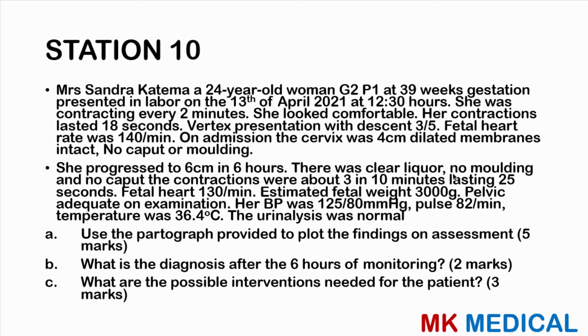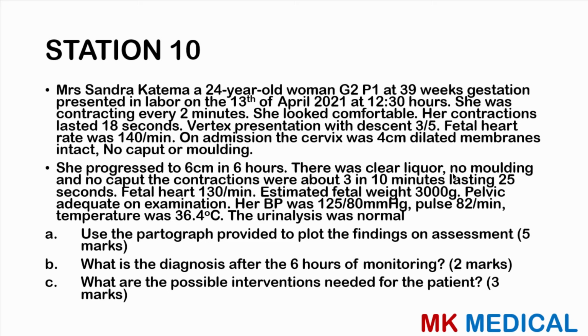Vertex presentation with descent 3 out of 5. Fetal heart rate was 140 beats per minute. On admission, the cervix was 4 centimeter dilated. Membranes intact, no caput or molding. She progressed to 6 centimeters in 6 hours. There was clear liquor, no molding and no caput. The contractions were about 3 in 10 minutes, lasting 25 seconds. The fetal heart rate was 130 beats per minute. And the estimated fetal weight was 3,000 grams.